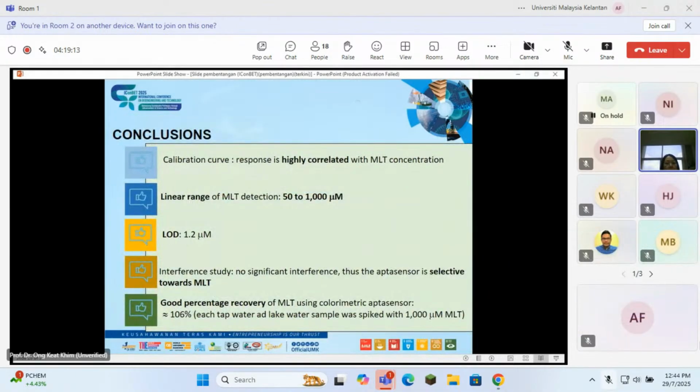Okay, now I'd like to make a conclusion. From the calibration curve, the response is highly correlated with MLT concentration, with a linear range of detection from 50 to 1000 micromolar and an LOD of 1.2 micromolar. From the interference study, there is no significant interference, so the test sensor is selective toward the MLT. And from real sample analysis, the good percentage recovery means good accuracy of the test sensor to detect the MLT in the real sample.